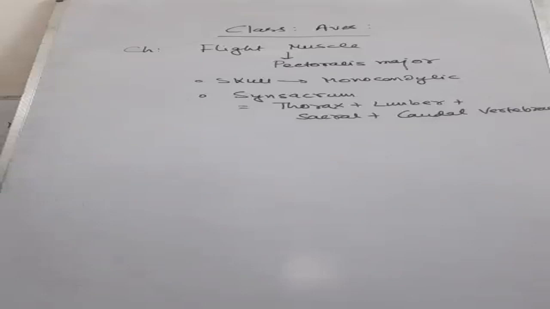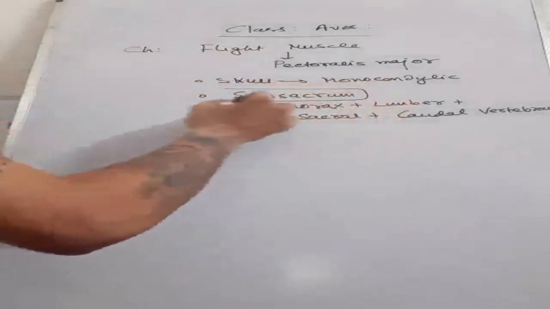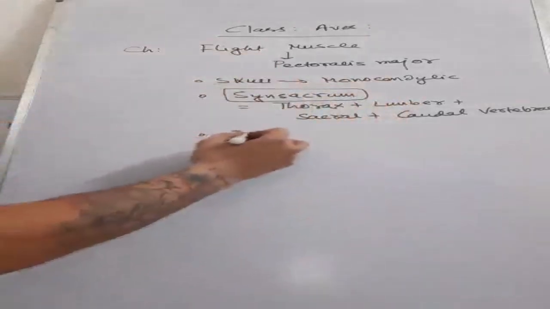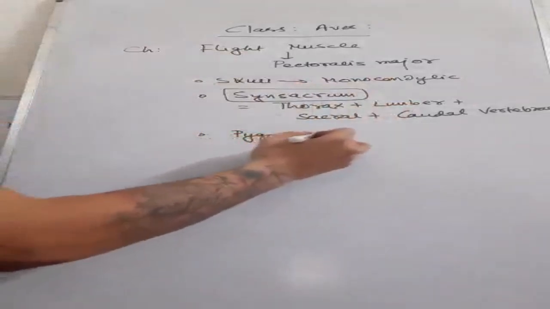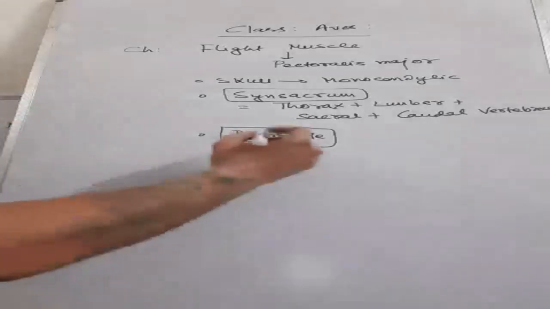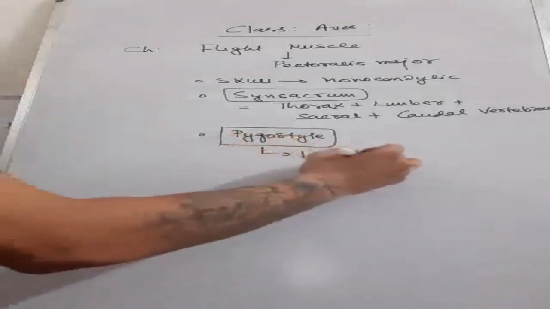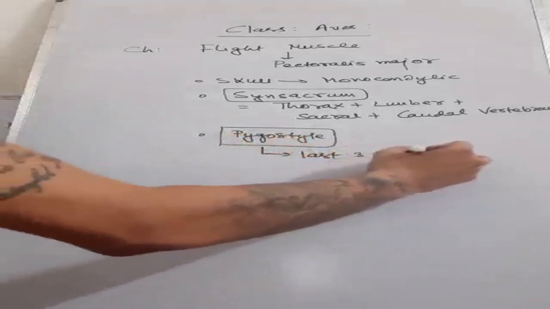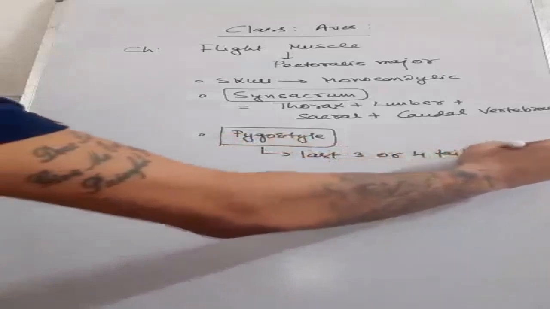Now the next structure that we are going to talk about is known as the pygostyle. It is another unique feature of the class Aves, that is called the pygostyle. If we consider the tail portion of the bird, the tail portion of the bird contains 3 to 4 tail vertebrae. They fuse together and make a structure which is known as the pygostyle. So pygostyle is nothing but the last 3 or 4 tail vertebrae. That is called the pygostyle.